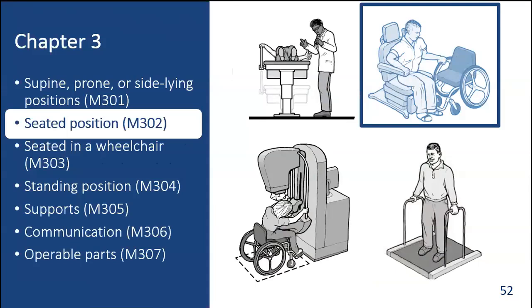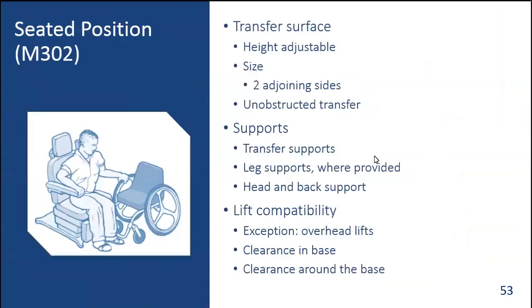Now that we've concluded the technical requirements for equipment used in the supine, prone, or side-lying positions, we will move on to equipment that is used in a seated position under M302. Most of the technical requirements are the same, or are similar to that of M301. The most notable differences are in the size and adjoining size requirements.